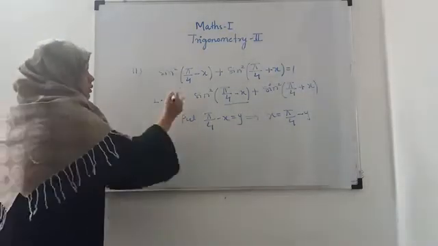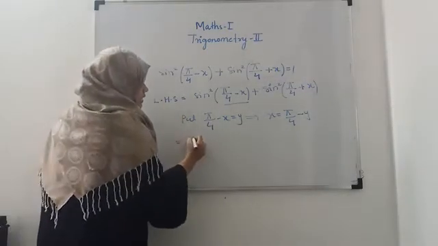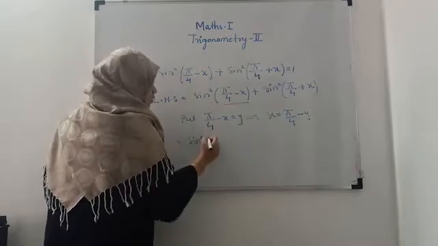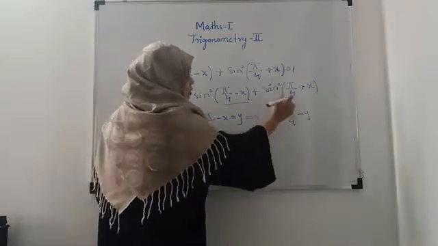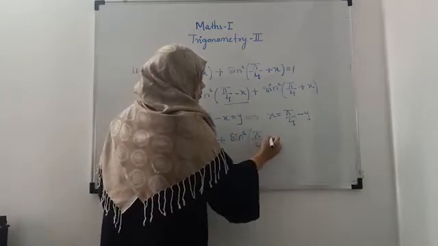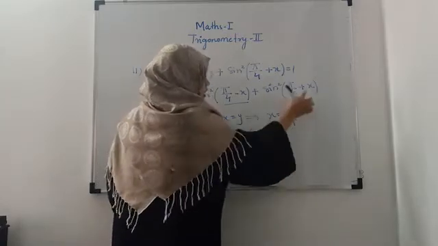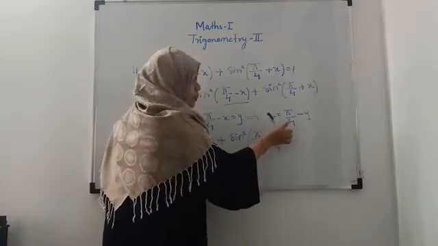Now substituting in the above, you will get sine square of y plus sine square of pi upon 4 as it is plus pi upon 4. Instead of x, I'll substitute pi upon 4 minus y.